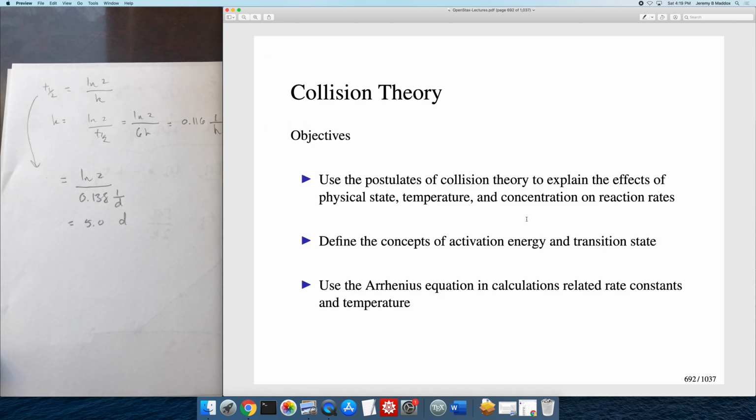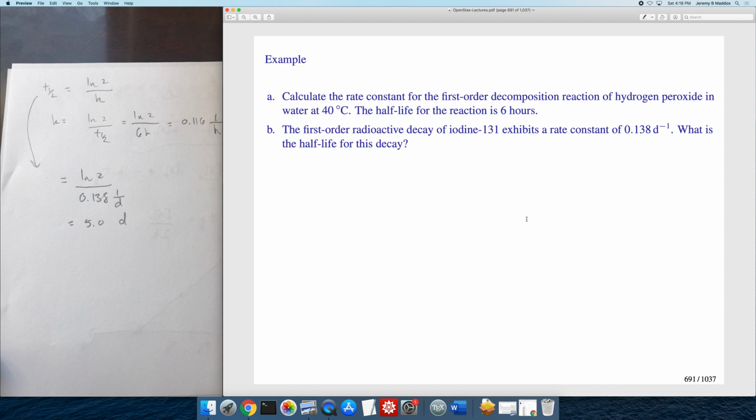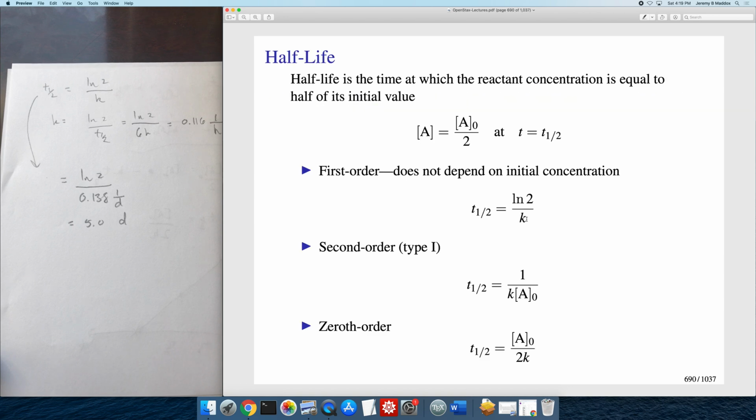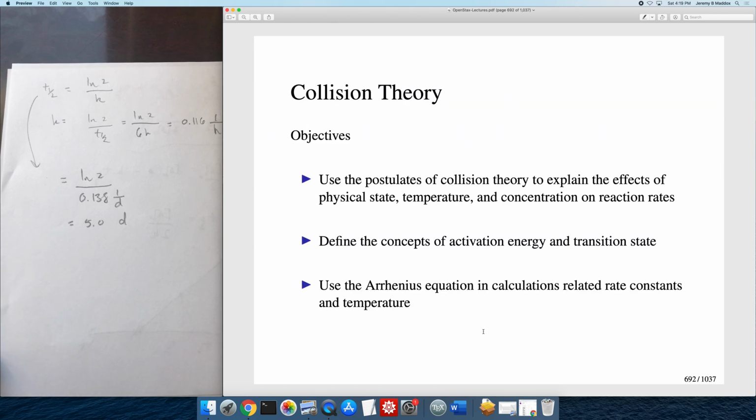All right. Well, you can work similar problems to the ones that I've just done for zeroth order and first order kinetics. They just use different formulas, so be aware of those and look for them in the homework. With that, I'm going to go ahead and stop this video, and we'll pick up with collision theory in the next one.